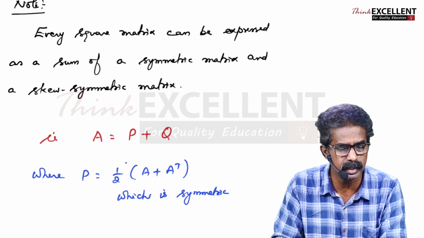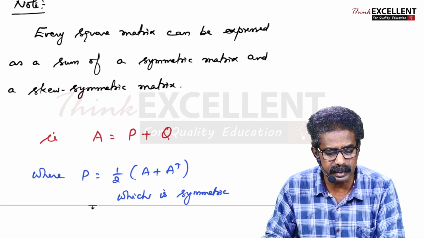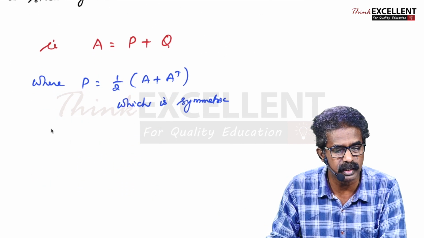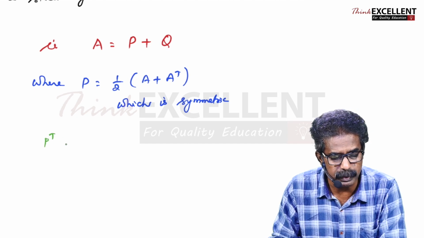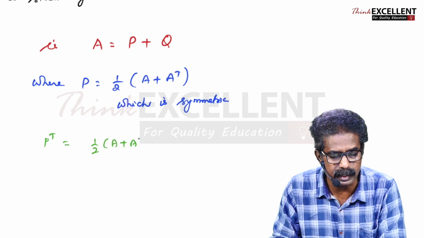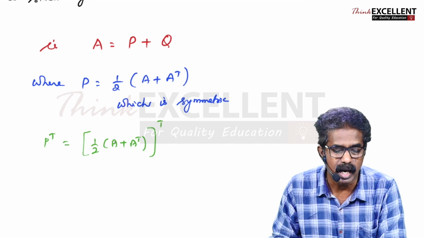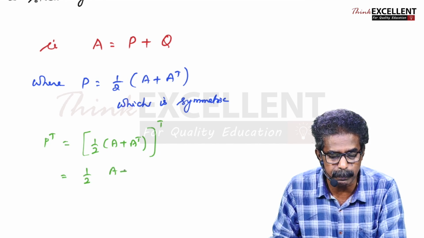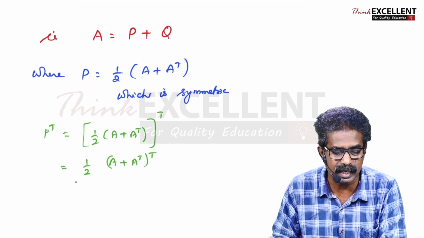How do you know it is symmetric? Please listen. What is the condition for symmetric? If you take the transpose, you have to get that matrix itself. Let us check with P transpose. P is half into A plus A transpose. For this, you take the transpose of the whole thing. Half is a scalar, so don't take its transpose. Only the transpose of A plus A transpose, and it is addition only.